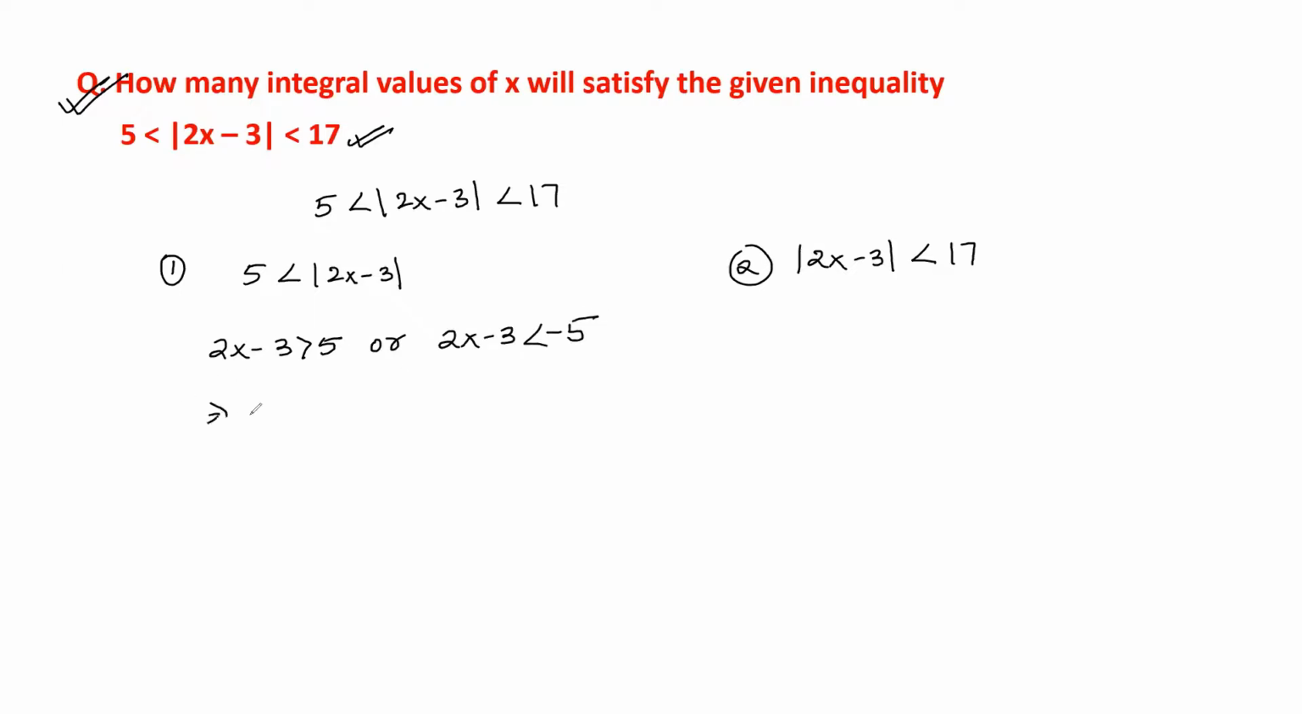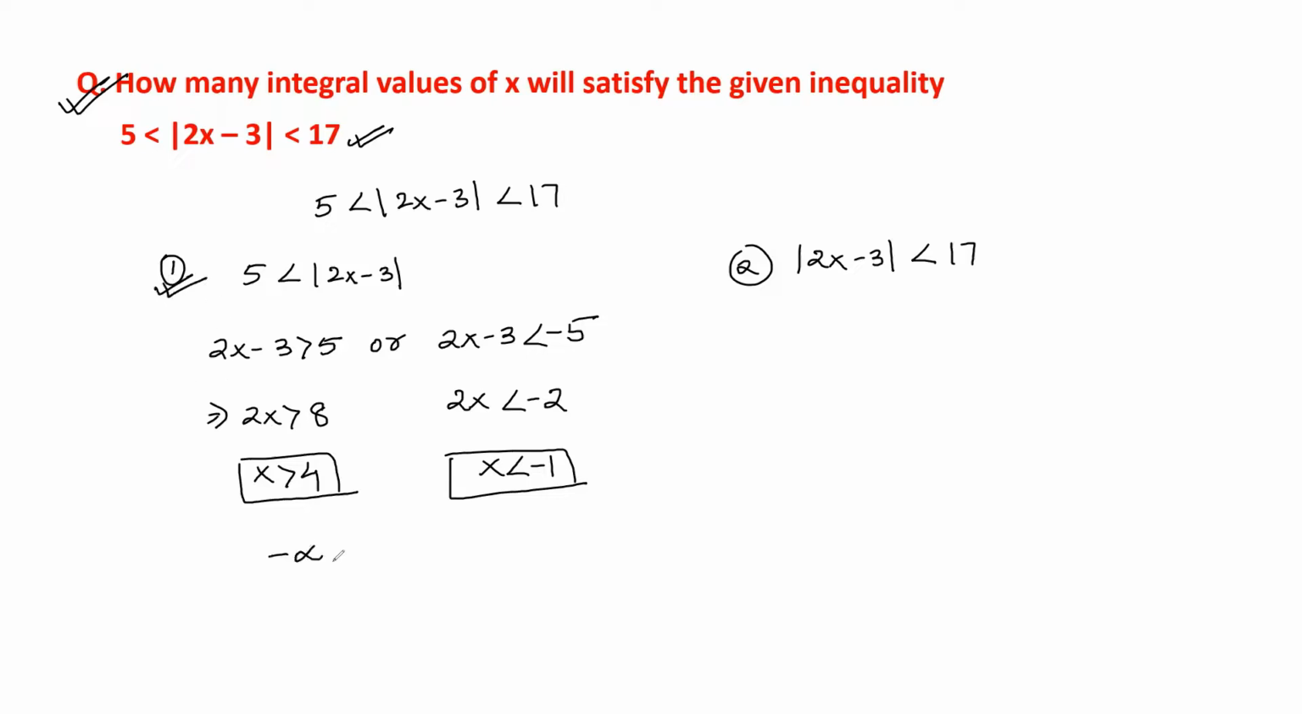So using this, 2x would be greater than 8 or x would be greater than 4. In a similar way, from here, 2x would be less than minus 5 plus 3, which would be minus 2. So x would be less than minus 1. So the range of values of x for which this part is satisfied would be simply minus infinity to minus 1 union 4 to infinity.